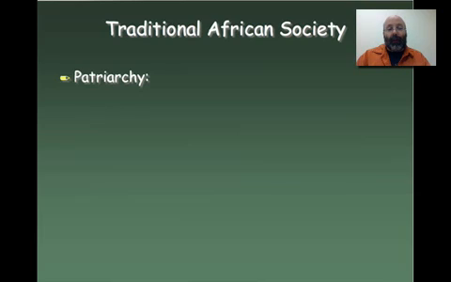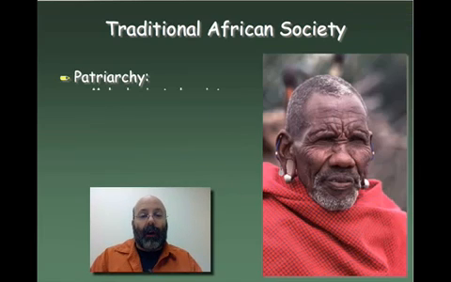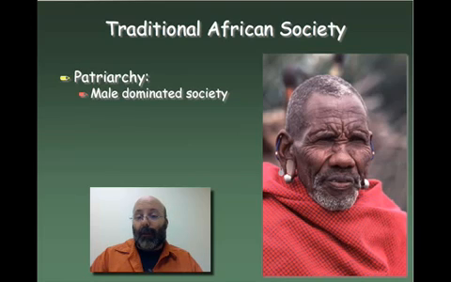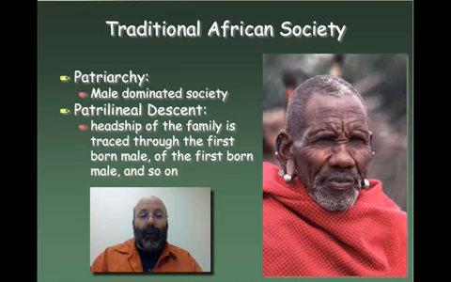In this case, one of the terms we need to know is patriarchy, and that's a male-dominated society. The man on the right is a member of the Maasai tribe, and he clearly is in charge, and therefore it's a male-dominated society. Now, they also practice patrilineal descent. That's when the headship of the family is traced through the firstborn male, and so on.